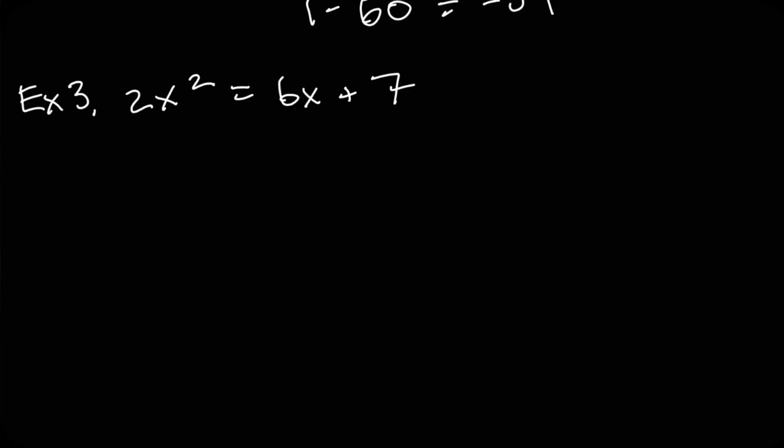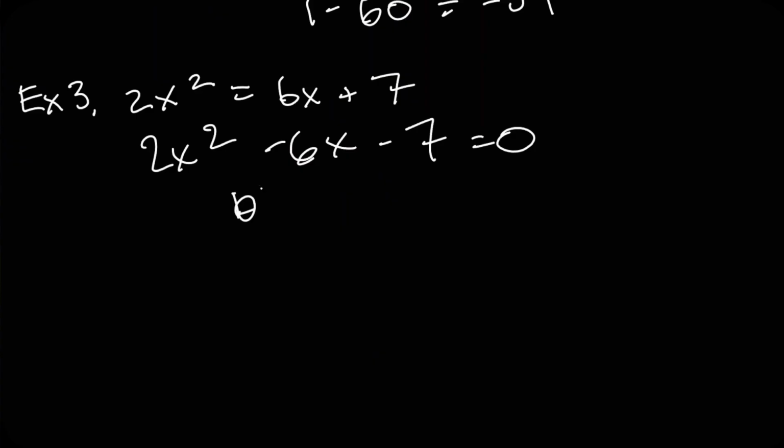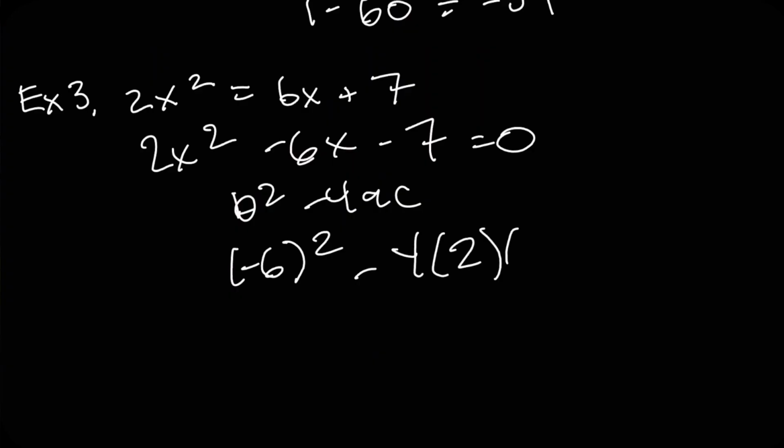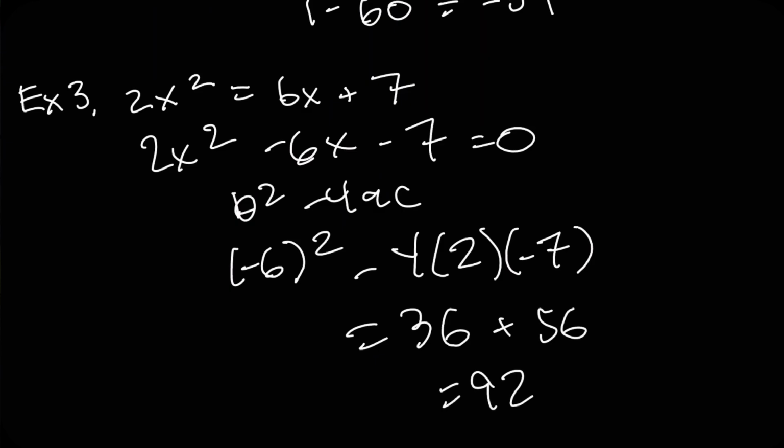Last example here, 2x squared equal to 6x plus 7. If we go ahead and move everything over, we are left with, let's see, we'll have b squared minus 4ac. So negative 6 squared minus 4 times 2 times negative 7. That will give us 36 plus, because it's negative 7 times negative 4, 56, or 92.